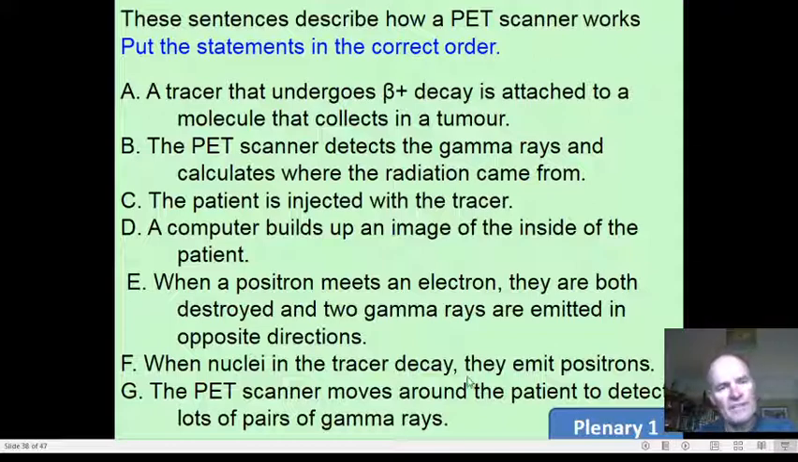More activities for you to have a go at. These sentences show how a PET scanner works. Put them in the correct order. So again, this is another pause the video and then work out. You don't have to write out the whole statement unless you really want to, but you need to put them in order to tell the story of how a PET scanner works. And again, this links to last lesson's work as well. So let's pause the video and have a go at those, put them in the order that makes sense.